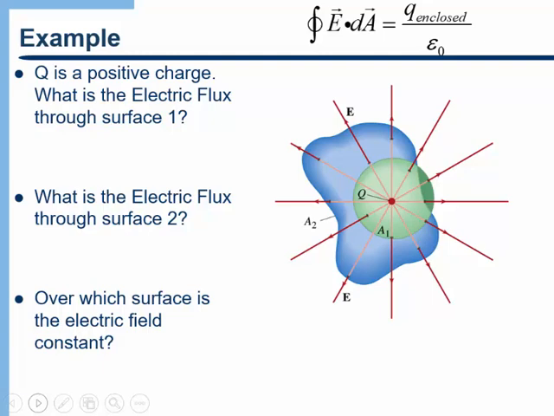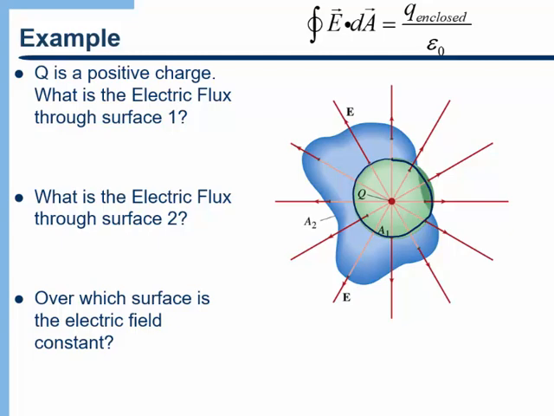Let's look at some examples. So here I've got a charge Q, and Q is surrounded by two different surfaces. This green spherical surface with Q at the center, and then this blue kind of blob of a surface. So the first question, Q is a positive charge. What is the electric flux through surface number 1? So in other words, through the green surface, what's the flux?